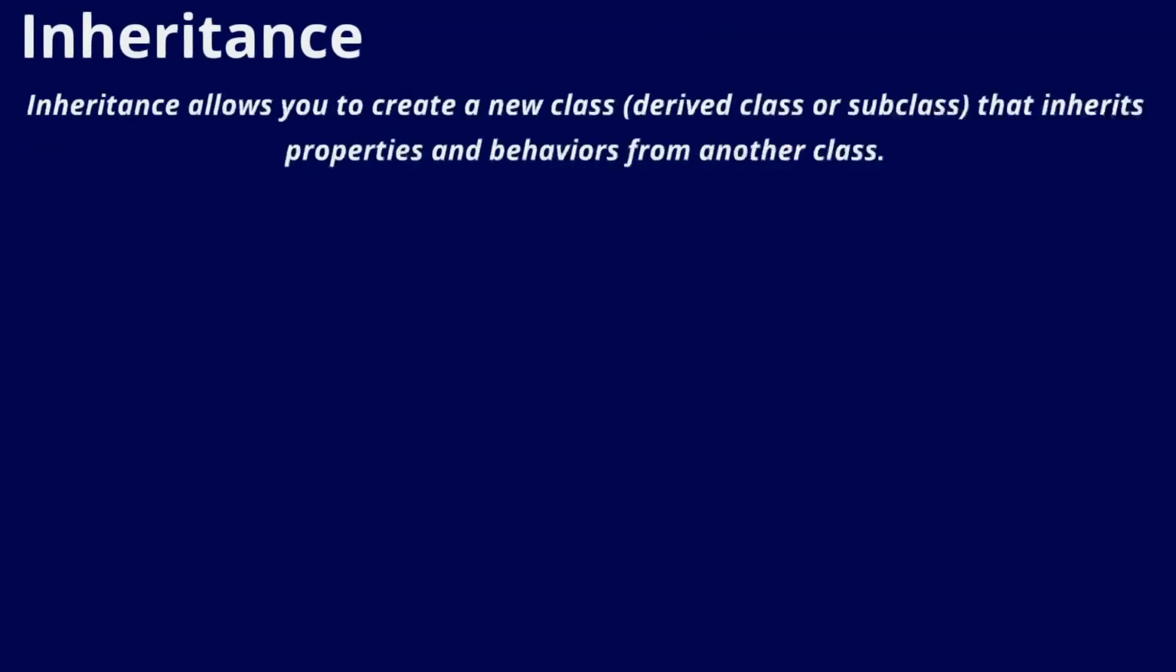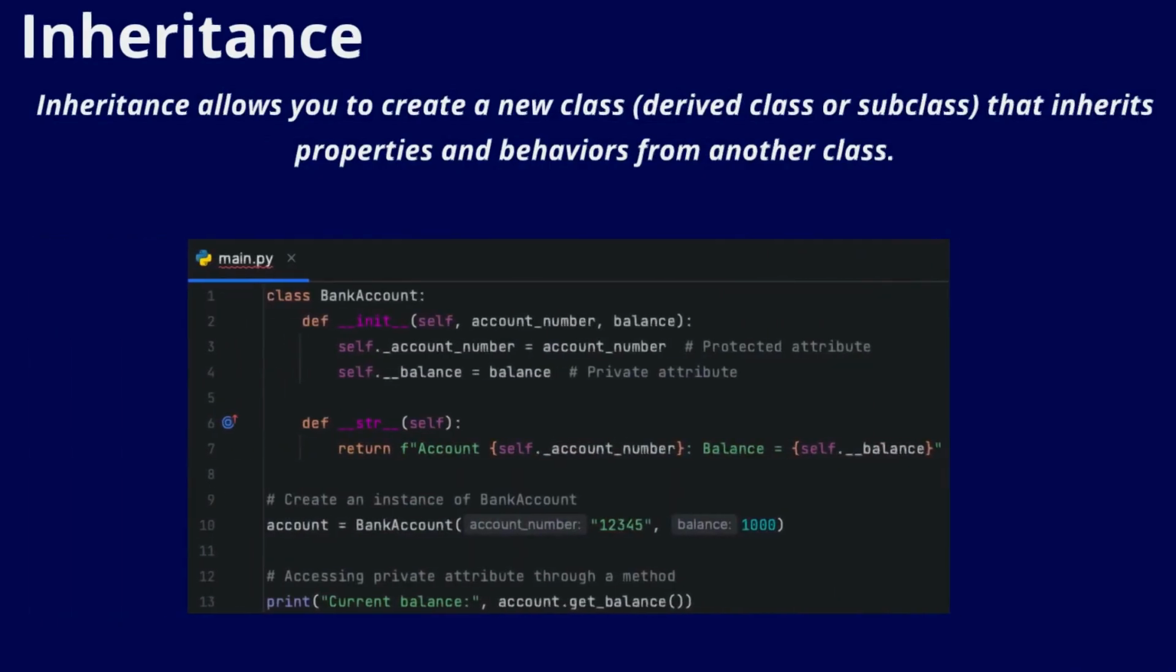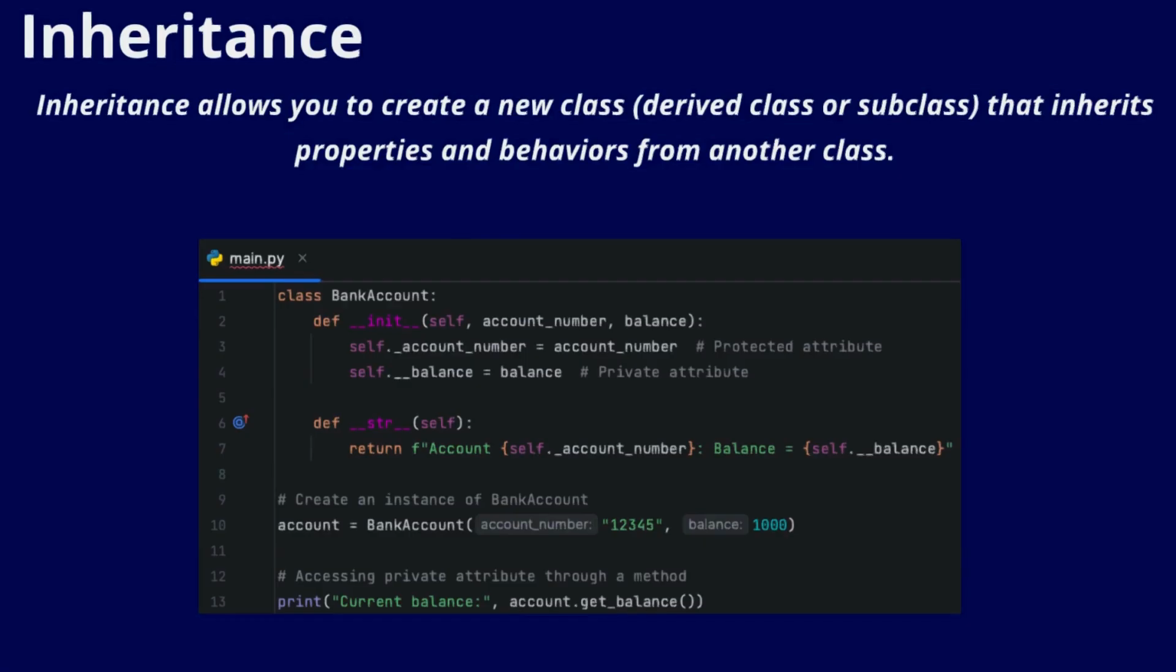Number 3, inheritance. Inheritance allows you to create a new class, a derived class or subclass, that inherits properties and behaviors from another class. It is possible for the derived class to add or override attributes and methods as needed.